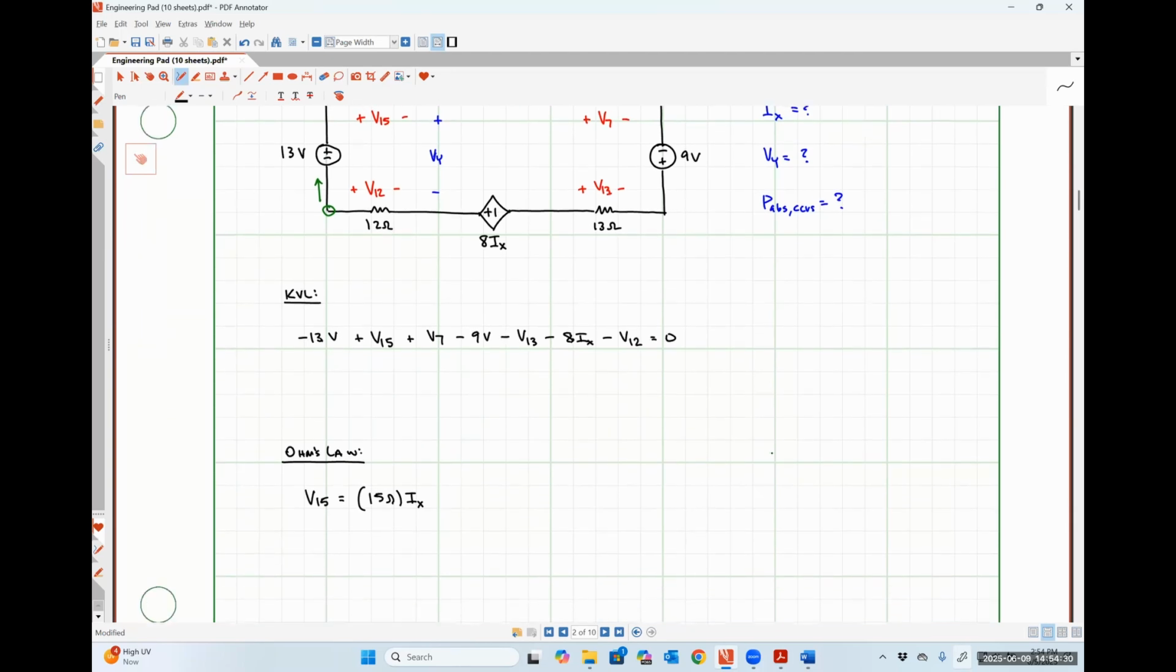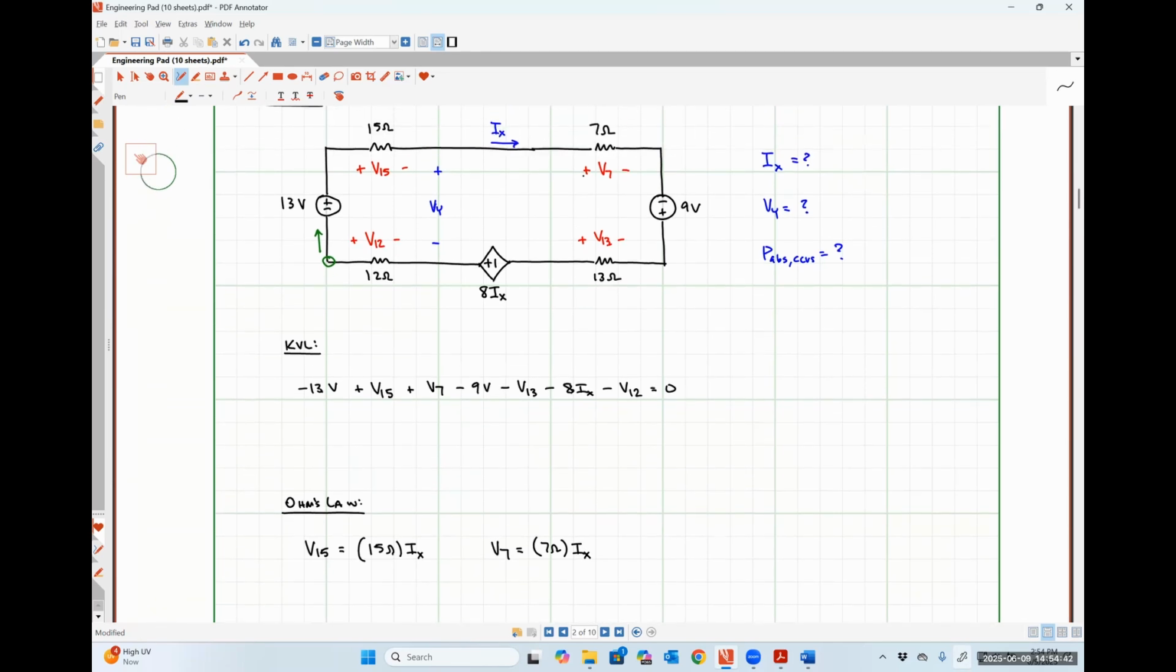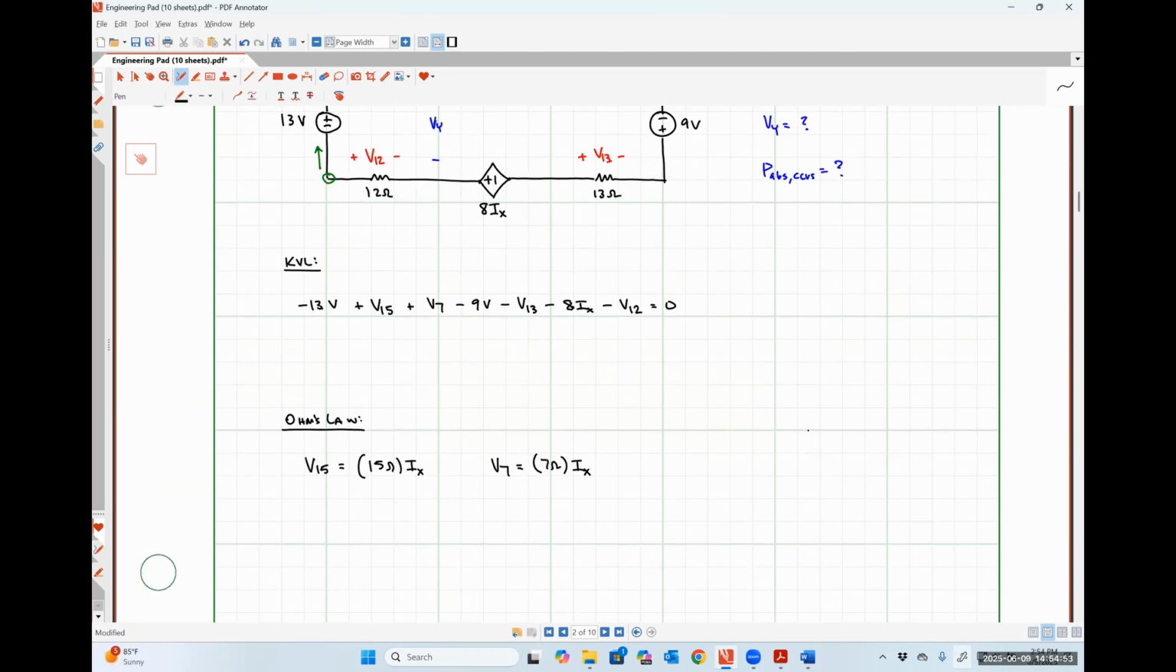Similarly, we should be able to say that V7 would just be 7 ohms times IX, because again, our current IX is flowing into the positive polarity terminal. When we get to those other two resistors, though, our current IX is going to be flowing into the negative polarity terminal. So what we would find is that V12 should be negative 12 ohms times IX, and similarly, V13 should be negative 13 ohms times IX.